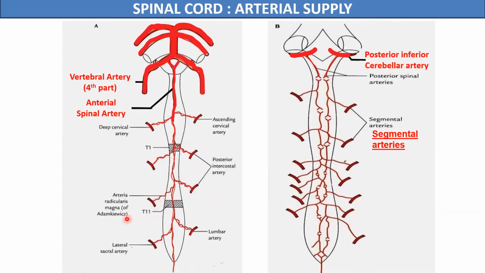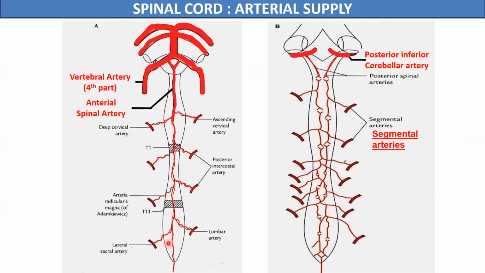For example, at the T11 segment of the spinal cord, this segmental artery is very large and is known as the arteria radicularis magna. This segmental artery supplies all the lower segments of the spinal cord in this region. So this is the third set of arteries, the segmental arteries.